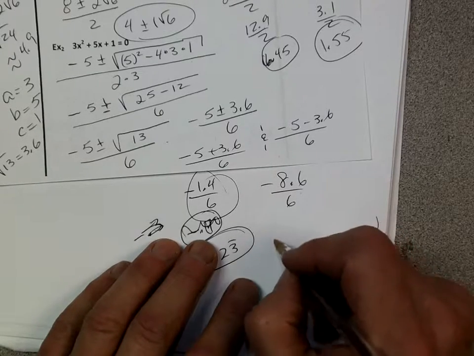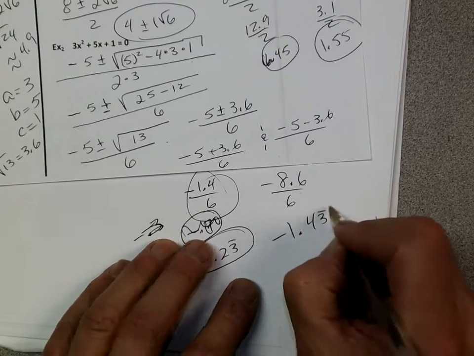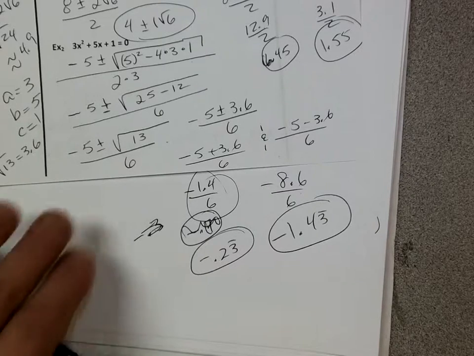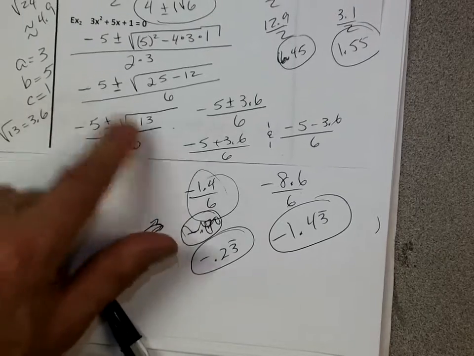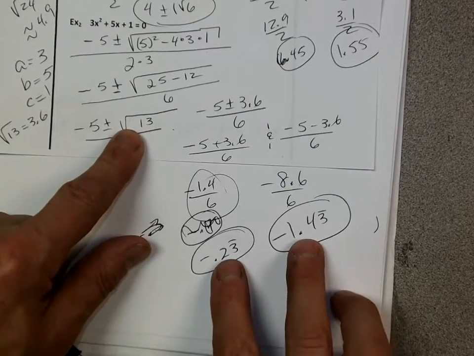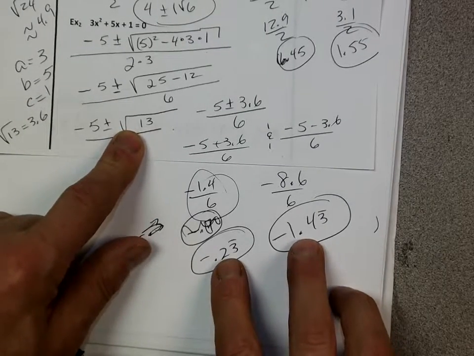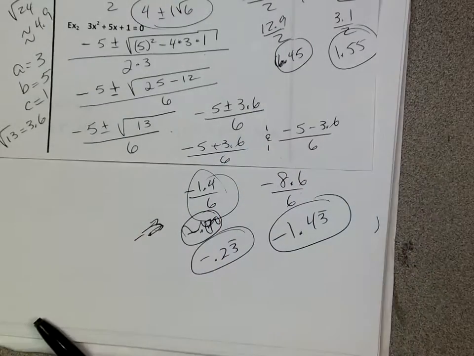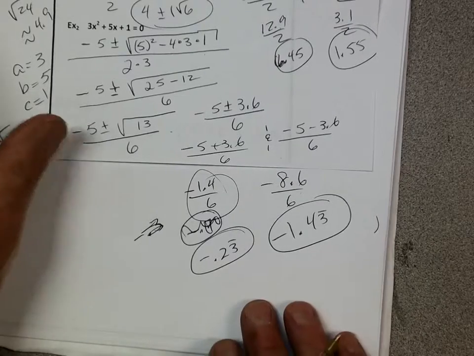I got a negative 1.43, okay? Show me hands who got it. I want to see everybody, okay? I want to see your hands. Is that what we want to do? I will take this answer or these two. But you won't take the negative 5 plus minus 3.6 divided by 6? No, because if you're going to go that route, give me two answers. Does that make sense? Yeah. Okay, turn the page.